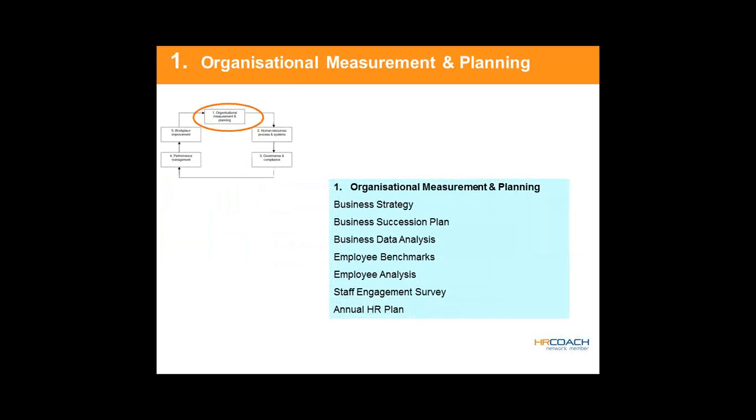The first one is organisational management and planning. So this is where you're talking about business strategy, your succession plan, data analysis. It includes things like employee benchmarks, KPIs, employee analysis, that's from staff's engagement surveys, and this is where your people plan actually fits in. So it's all about planning for the year.